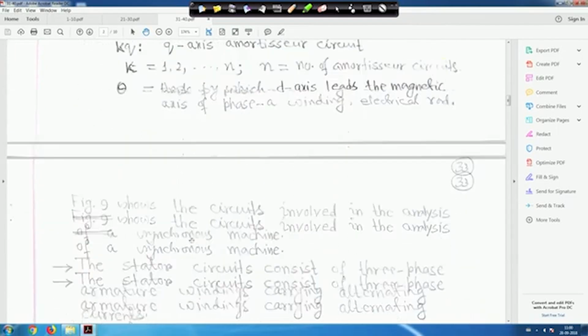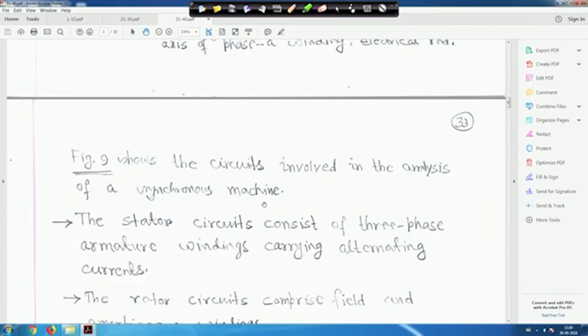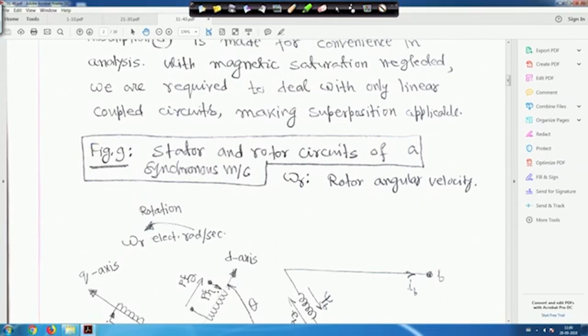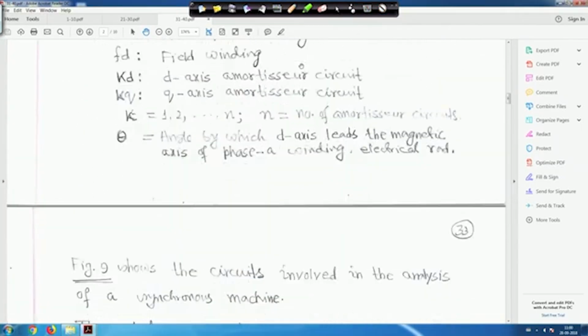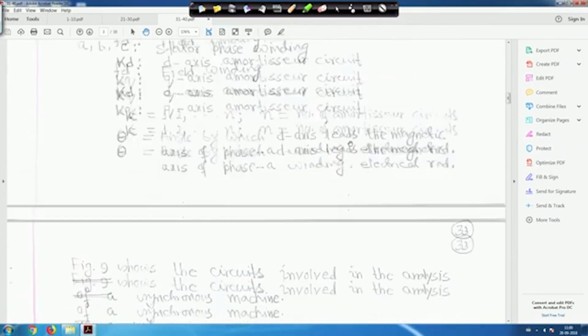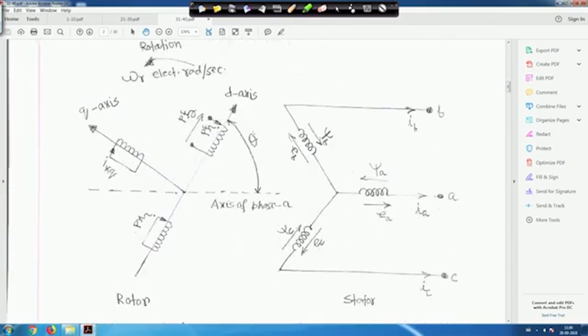Now, figure 9 shows the circuit involved in the analysis of a synchronous machine. This figure 9 is not at the bottom, I have marked it at the top. This is actually figure 9, I marked it on top, right? And omega r is the rotor angular velocity. Therefore figure 9 shows the circuit involved in the analysis of a synchronous machine, and from this circuit only we will write all these equations.